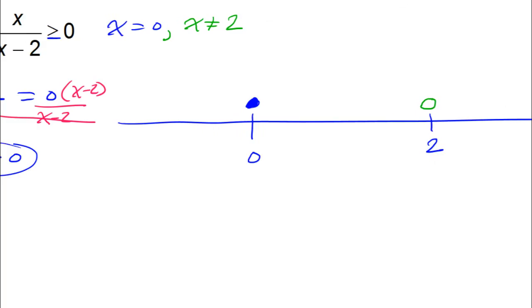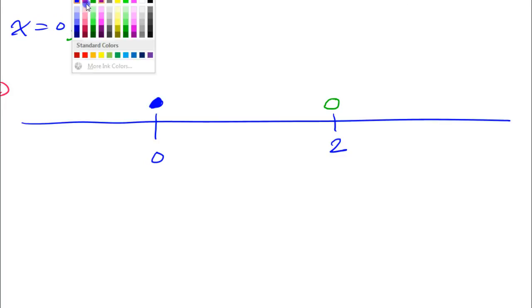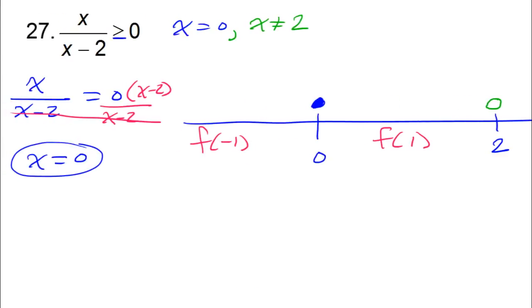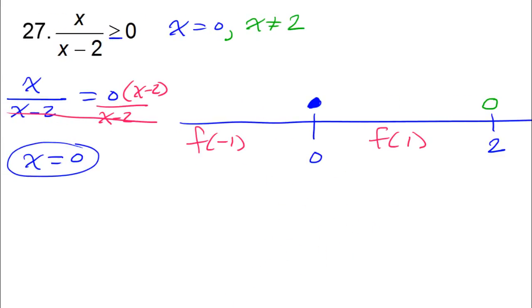Alright, now we will choose our test values in each of these three zones. To the left of 0, we can choose values like -1. Between 0 and 2, an obvious choice would be positive 1. To the right of 2, I'm going to choose a value of 3. Now, let's evaluate the inequality at each one of these.